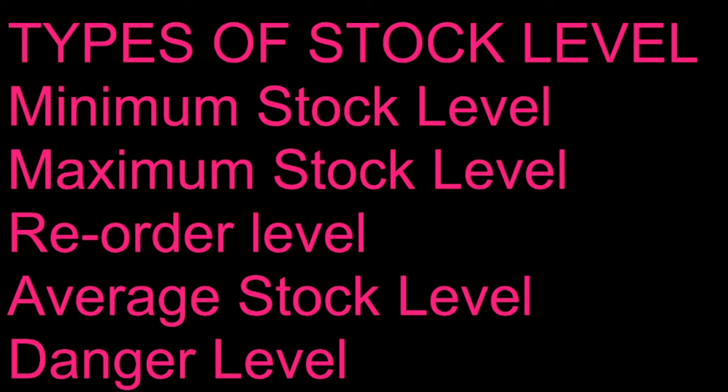Now we are going to see the various types of stock level. The first one is minimum stock level, then maximum stock level, reorder level, average stock level and danger level. Among these, now we are going to see minimum stock level. It is the level below which the stock of material is never to fall. If the stock goes below this level, there is every possibility that production may be held up for want of material. So minimum stock level is a safety stock or buffer stock.